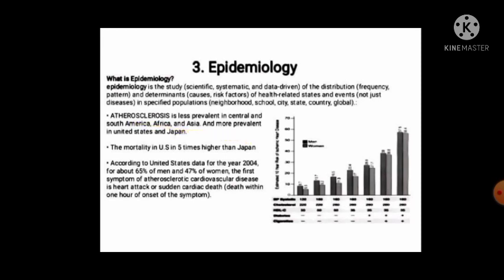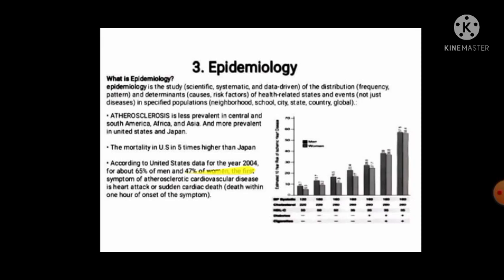Atherosclerosis is less prevalent in Central and South America, Africa and Asia, and most prevalent in the United States and Japan. In the US and Japan, atherosclerosis is common. Mortality in the United States is 5 times higher than Japan. Because of our day-to-day lifestyle, there are more chances of forming fatty deposits in our arteries because of our diet, which is mainly composed of junk food.